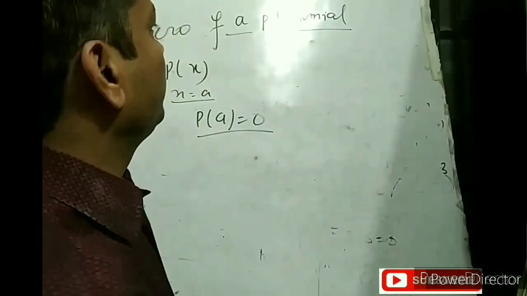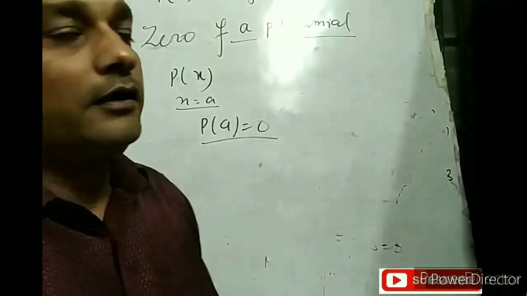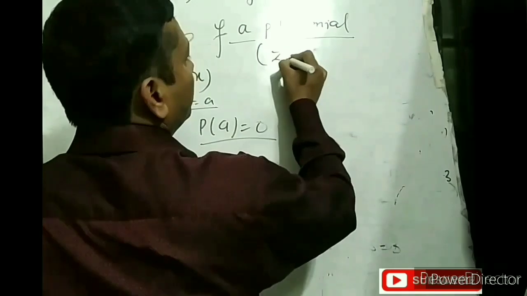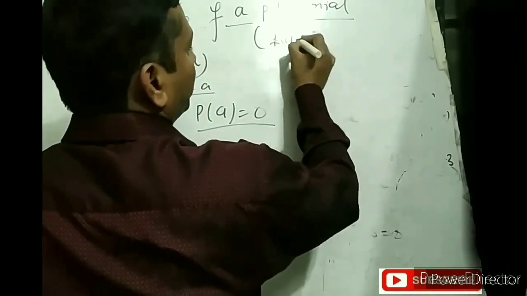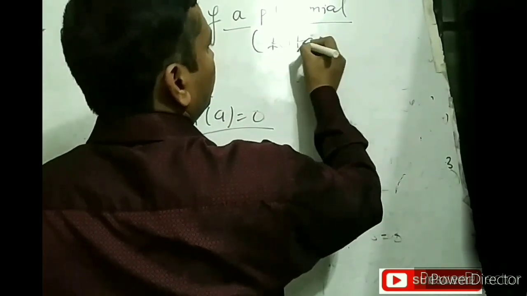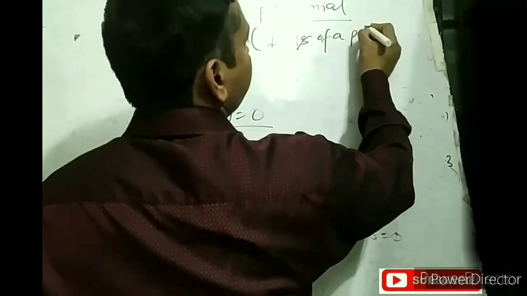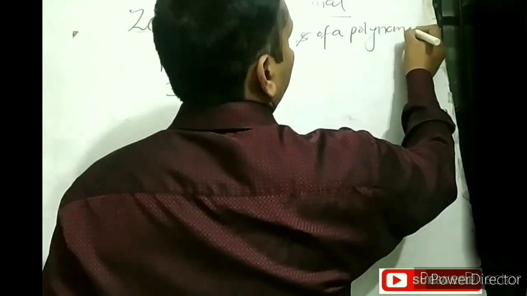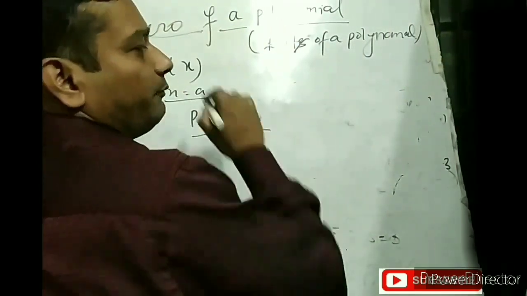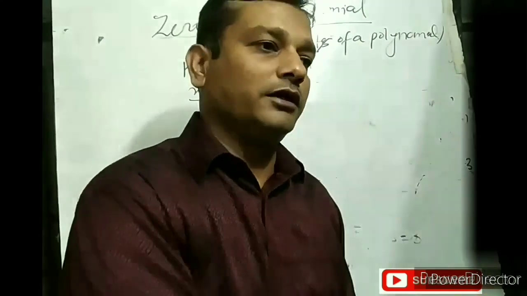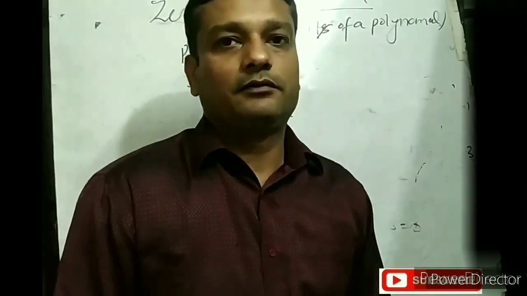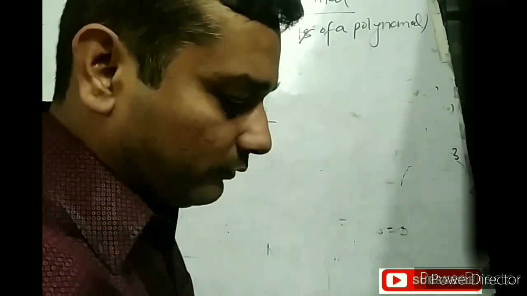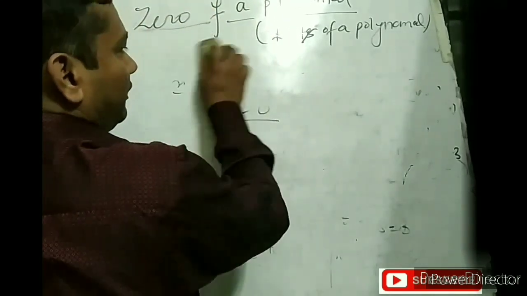Students, one more thing I would like to tell you, zero of a polynomial is also referred to as root of the equation. Root of a polynomial. So either you say zero of a polynomial or you say roots of a polynomial, they have the same meaning, right? So let us take one question example, so it will be more clear to you.